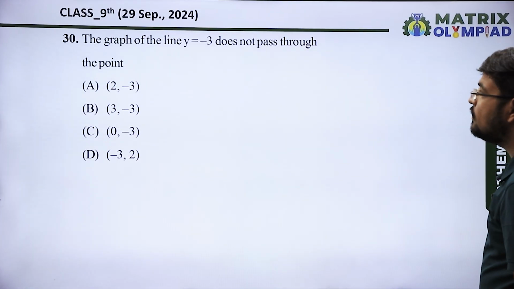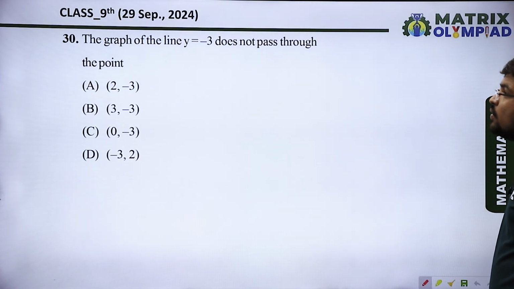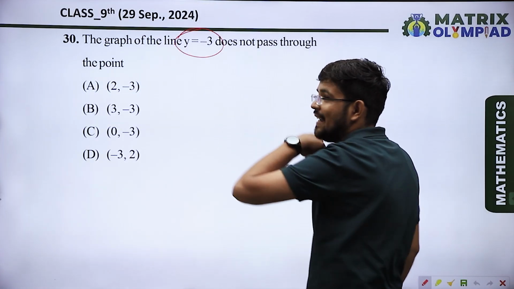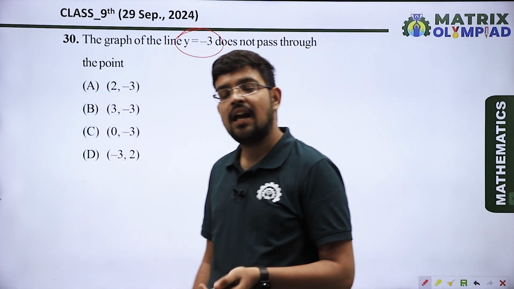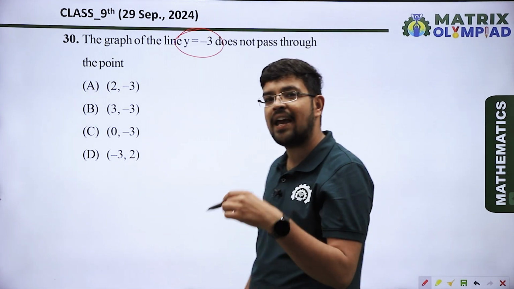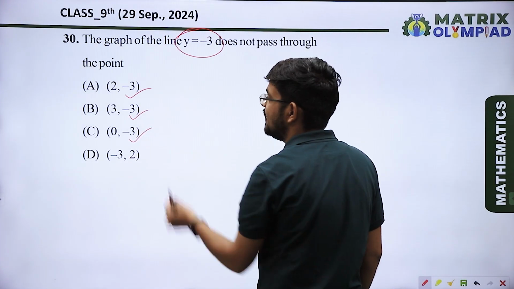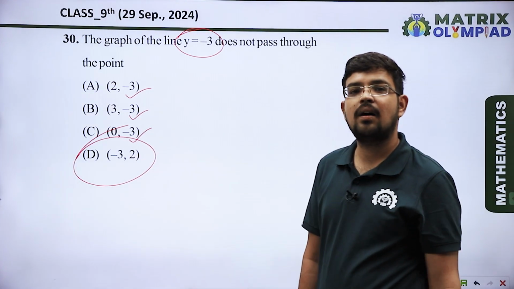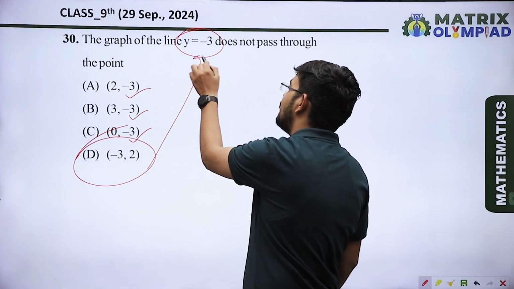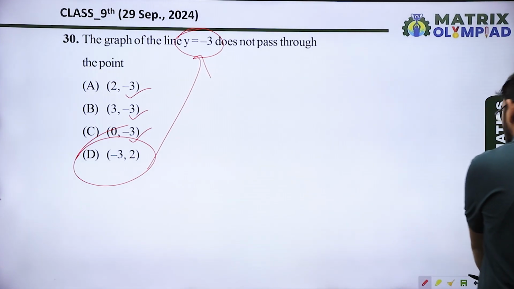Now question number 30. The graph of line y equal to -3 does not pass through the point. Always remember that is y equal to -3. In any situation the y coordinate will be the -3 and y equal -3 is parallel to the x axis. So it will not pass through any other y coordinate other than -3. So these all points are passing through the -3, but option D -3, 2, this point does not lie on the y equal to -3. So option D is the correct answer. From this point the line will not pass.